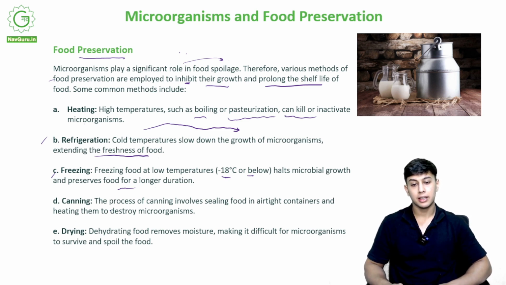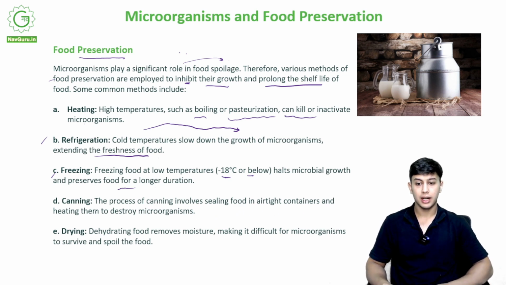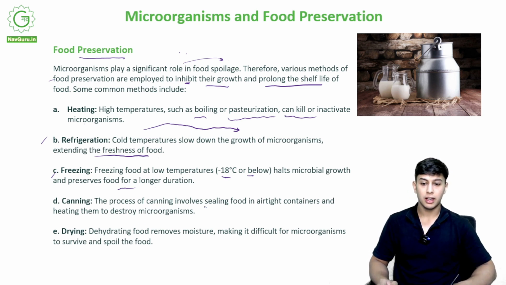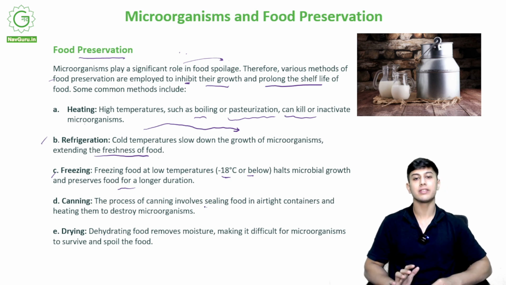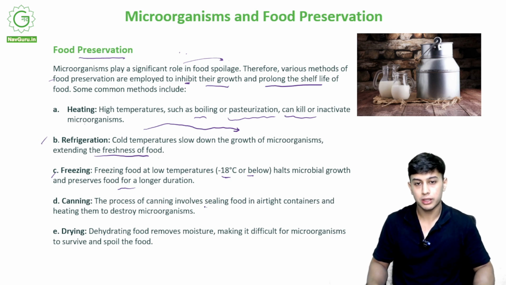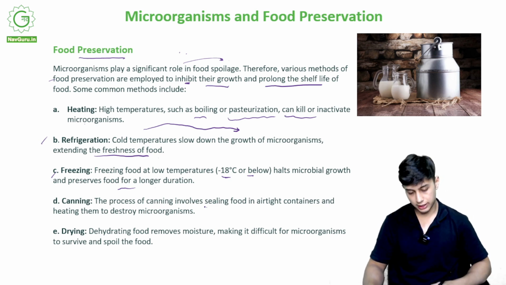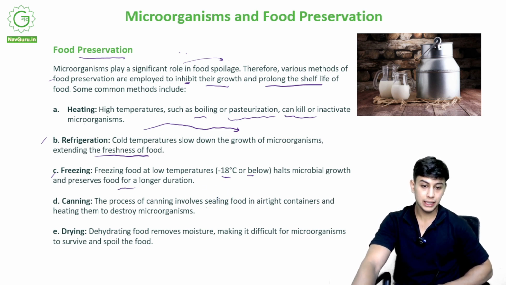What is canning? The process of canning involves sealing food in airtight containers and heating them to destroy microorganisms. So what would happen is, I will can that food. I will show you how it looks. What does canning mean? I will take a can. I will put some preservative inside it, some chemical that preserves it. I will put the food and I will shut the can tightly. The process of canning involves sealing of food.